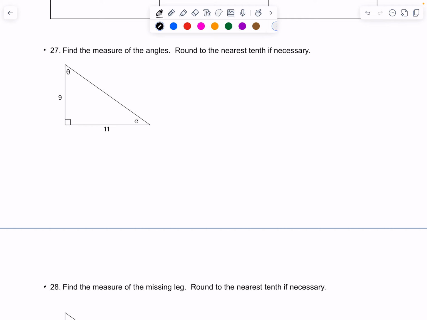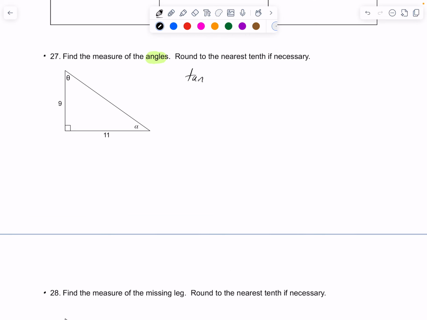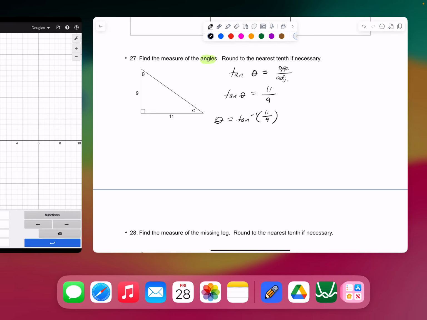Okay, so it says to find the measure of the angles. So I'm going to start with theta. All right, when I look at theta, I know the tangent of theta is equal to the opposite side over the adjacent side. So that means the tangent of theta is equal to 11 over 9. Okay, now again, I don't know theta, so I'm going to type into my calculator tangent to the negative first power of 11 over 9. So let's type that in.